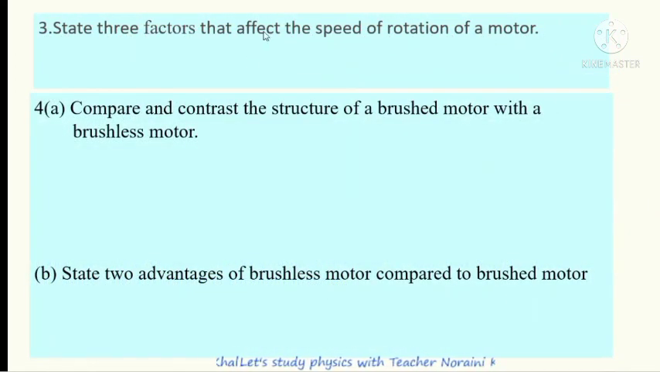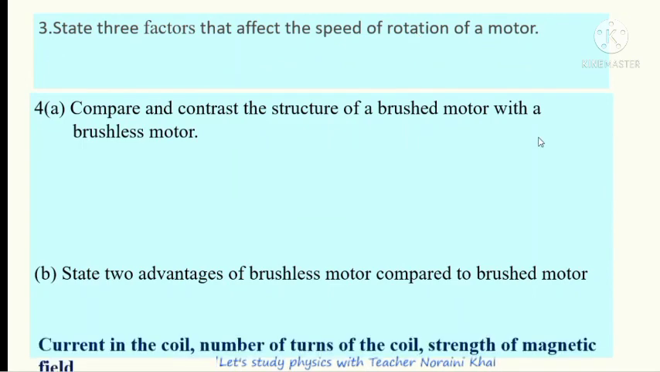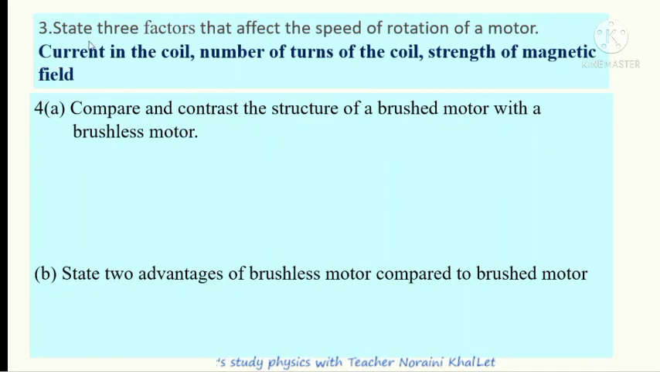State three factors that affect speed of rotation. We have discussed earlier: current in the coil, number of turns of the coil, and strength of magnetic field.